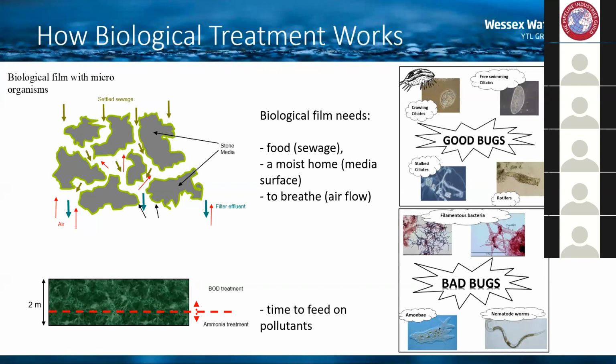And so it gives it that chance for an equilibrium to be reached between the BOD and ammonia, and time for all the bacteria to work on the pollutants in the sewage. And there are some examples on the right-hand side of some of the bugs you might see under the microscope. The top one, labeled good bugs, are typically point-sourced organisms, and they're good because they settle well.